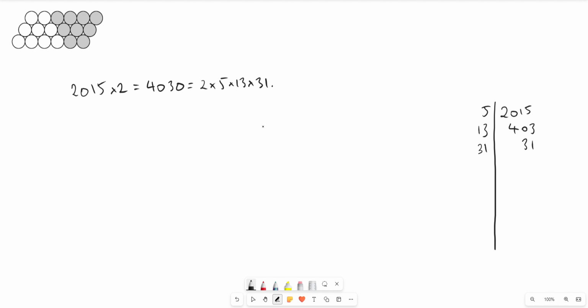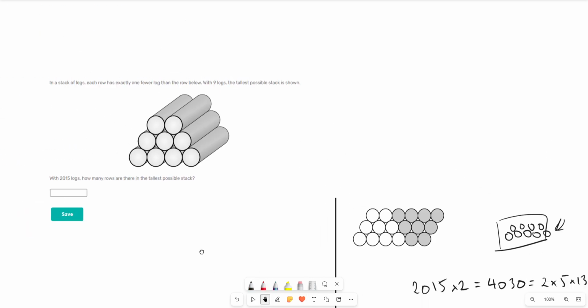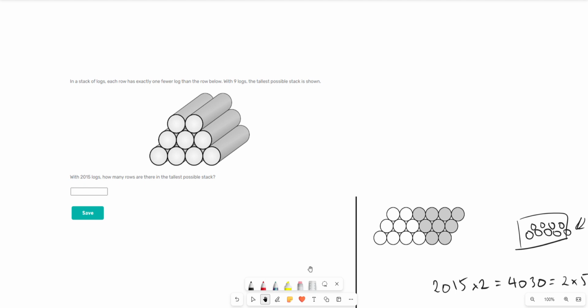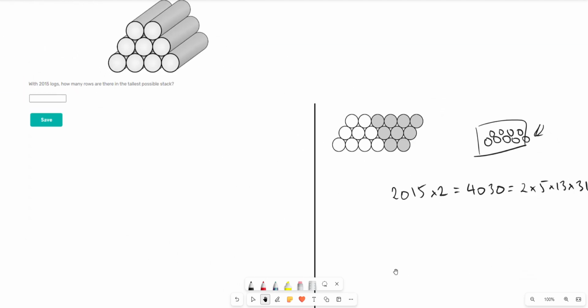Because we want to find the tallest possible stack, and a stack of 9, for example, can be done as 1, 2, 3, 4, 5, and 1, 2, 3, 4. That's 9. That's a possible stack of 9 right there. But it's not the most efficient because it's not one that is the tallest, which is what we're aiming for, as it says. How many rows are there in the tallest possible stack?